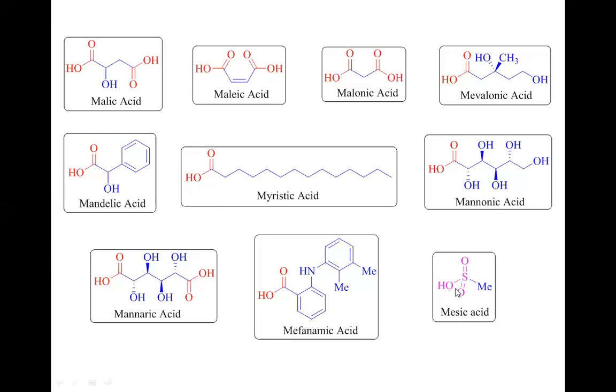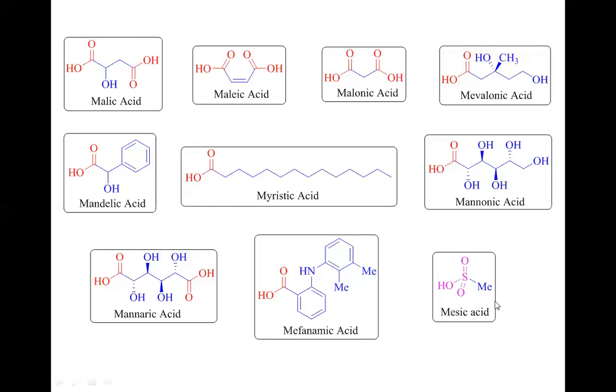Now the last molecule, mesic acid, is not a carboxylic acid, it's a sulfonic acid. We just added this name among these 9 acids because of the similarity in the name. This is basically a short version of the whole name, that is methane sulfonic acid. So methane sulfonic acid, as the name suggests, we have the methyl and then sulfonic acid, and in short we call it mesic acid.